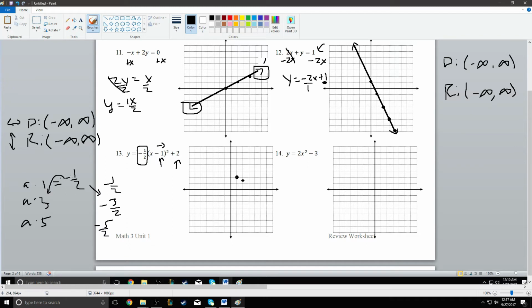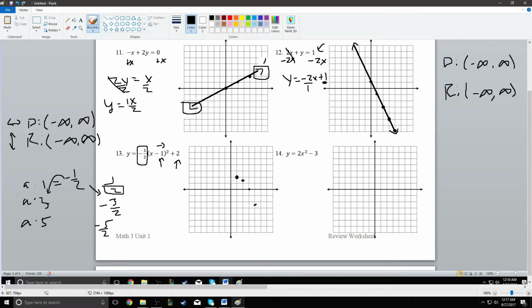Okay, because this is in halves, you have to travel by half squares. Right 1, down 1, 2, 3/2. There's your point. Right 1, down 1, 2, 3, 4, 5/2. Right there. And you do the same thing on the other side.